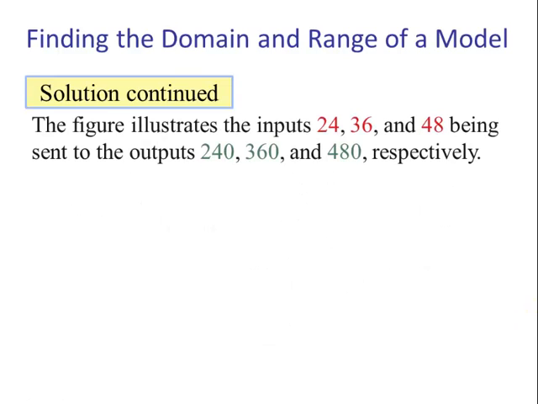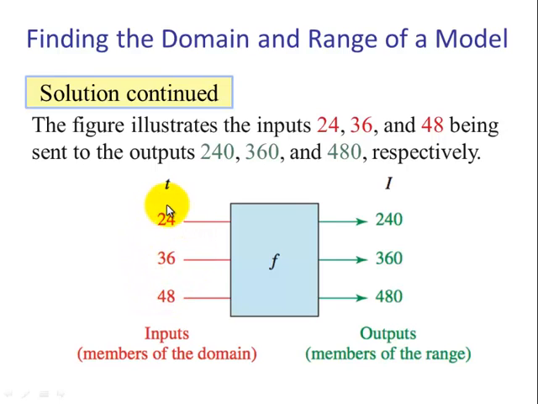The figure represents the inputs 24, 36, and 48 being sent to the outputs 240, 360, and 480 respectively. So here are the inputs, members of the domain, and the function produces the outputs, and these are the members of the range. This would be the income. So we go from t, then f changes it to I.